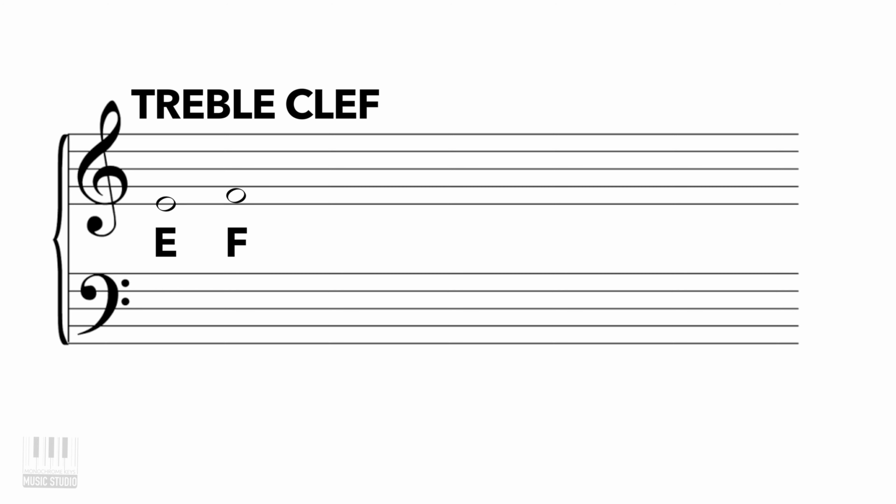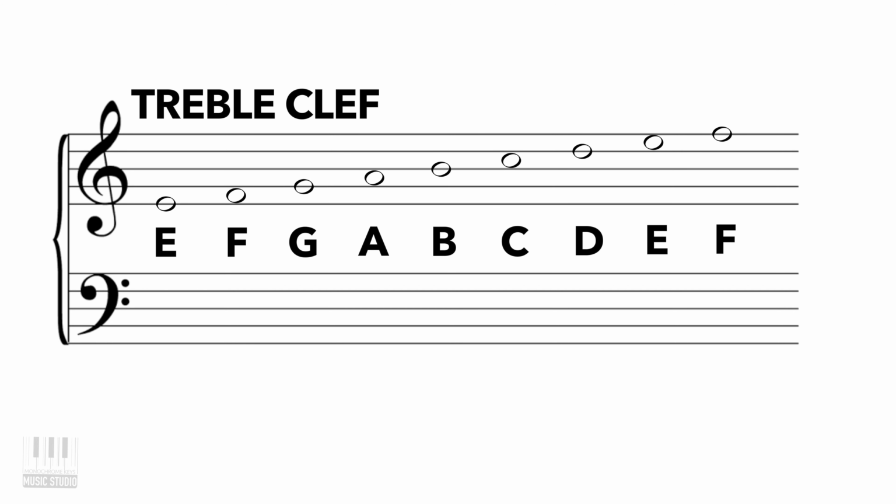After this first space comes the second line. So if we draw a note on that second line, it will be a G, just as you see here. In the next space we have an A, and the line above that space a B, the space above that line a C, and then a D, E, and F. And thus you have all of the notes on the treble clef.